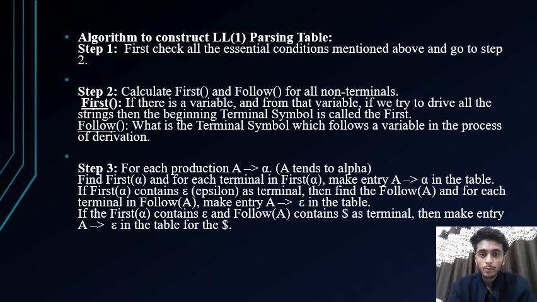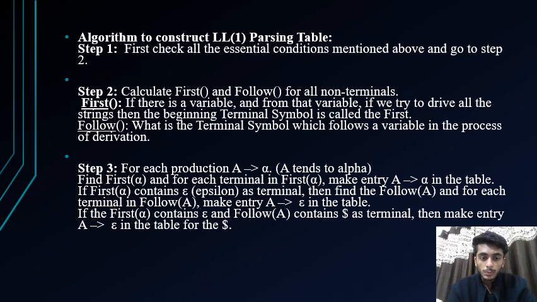There is an algorithm for the parsing table. Algorithm to construct an LL(1) parsing table. Step 1: first check all the essential conditions mentioned above and go to step 2. Calculate first and follow. Before doing anything, we have to calculate first and follow for all the non-terminals. For the terminals, we have to do nothing. First: if there is a variable and from that variable we try to derive all the strings, then the beginning terminal symbol is called the first. Follow: what does follow mean? It is the terminal symbol which follows a variable in the process of derivation.